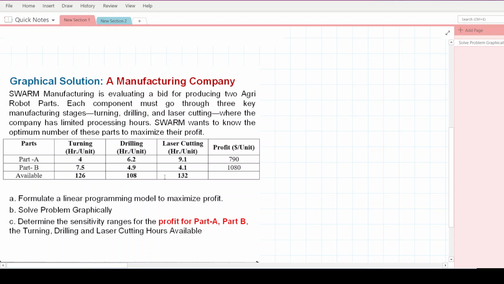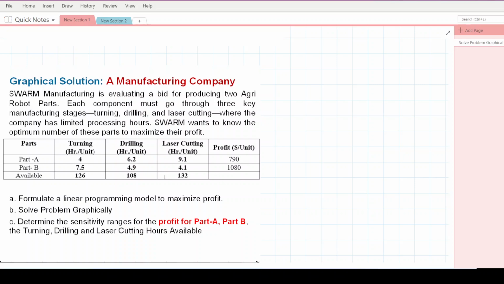In the table you can see that part A requires 4 hours of turning, 6.2 hours of drilling, and 9.1 hours of laser cutting, and the total turning hours available to them is 126. The total drilling hours are 108, and for the laser cutting they have 132 hours.